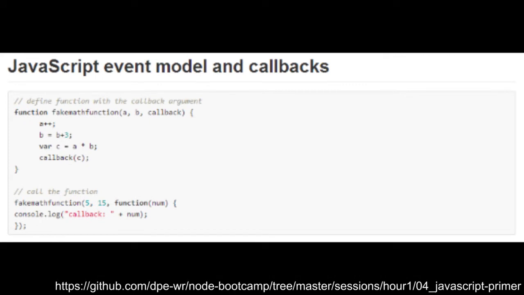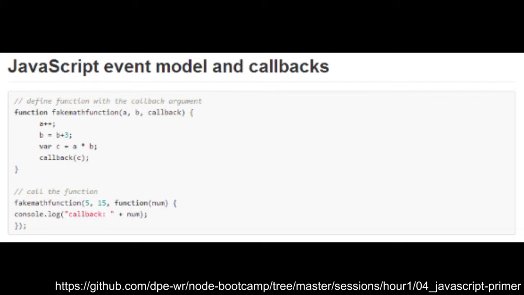One of the things we said a lot was that Node.js uses event I/O and a lot of callbacks. This is an example of what that might look like. You're passing in two parameters, and then a callback, which is the function that will be called after this big math function executes.